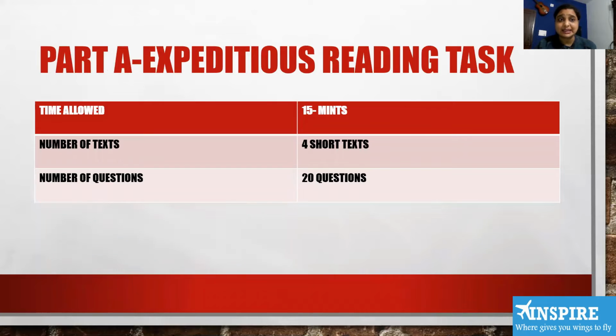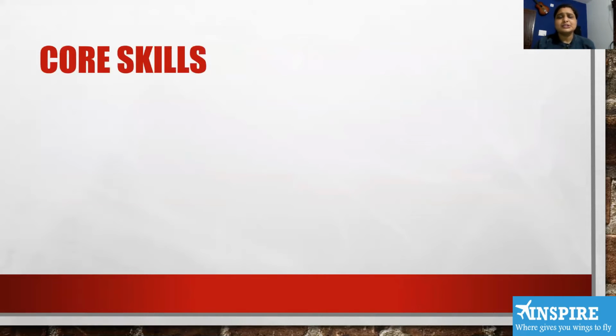So let's see in detail what the Part A reading task is. Part A is an expeditious reading task. What does expeditious mean? A reading task done with speed and efficiency. The time allowed in this part is 15 minutes, as I mentioned earlier. The number of texts is 4 short texts, and the number of questions is 20. Some skills are required to manage this Part A reading. What are those skills? Let's see in detail.